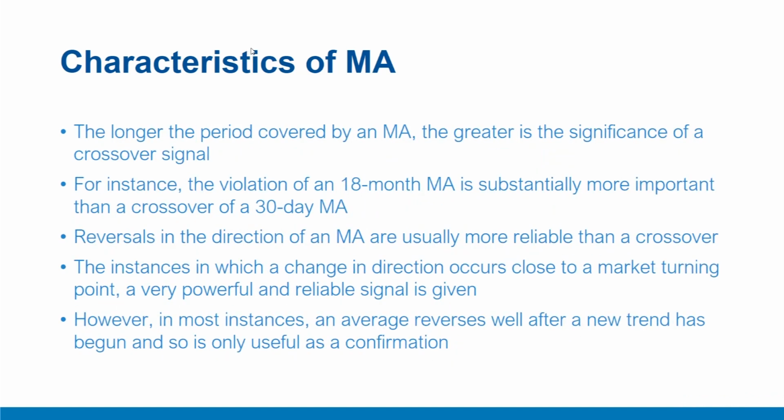Generally speaking, the longer the time span covered by an MA, the greater its significance of a crossover signal. For instance, the violation of an 18-month moving average is substantially more important than a crossover of a 13-day MA. Reversals in the direction of an MA are usually more reliable than crossovers. In instances in which a change in direction occurs close to a market turning point, a very powerful and reliable signal is given. However, in most instances, an average reverses well after a new trend has begun and is only useful as a confirmation.